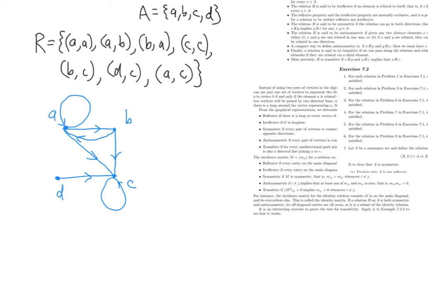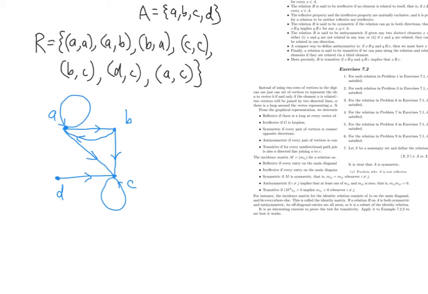Okay, so if R were reflexive, what would we need in this digraph that we don't have? If you said we need loops at every vertex, you are correct. So if we were going to make this reflexive, we would need loops here and here. We would need to add BB and DD. So because we're missing those, it's not reflexive.